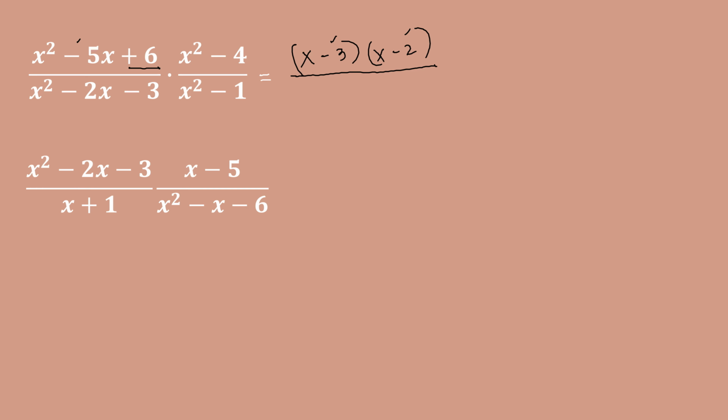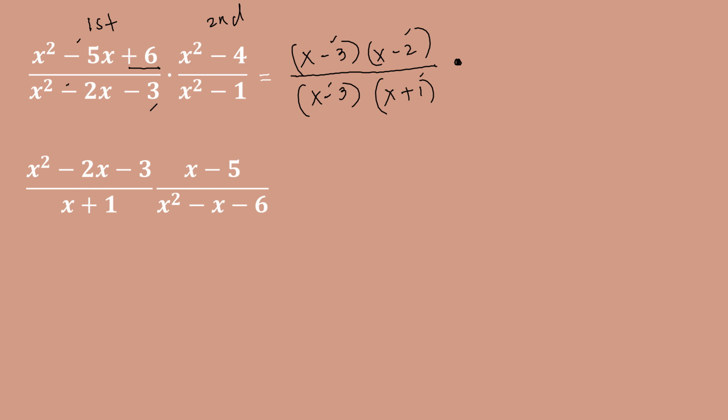The factors of negative 3 rather, are x minus 3 and x plus 1. We multiply negative 3 times 1, we have a negative 3. If we add a negative 3 and a 1, we have a negative 2. So we are then factoring our first fraction. This is our first fraction. This is our second fraction.